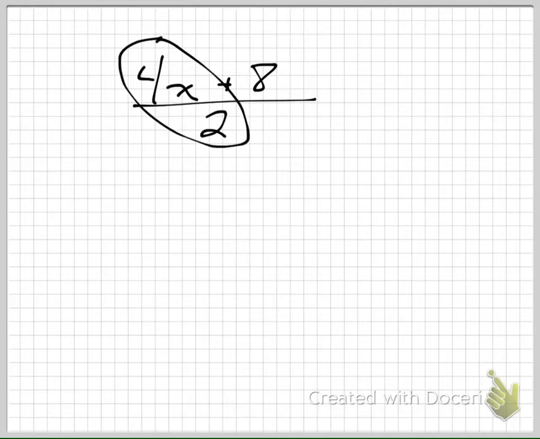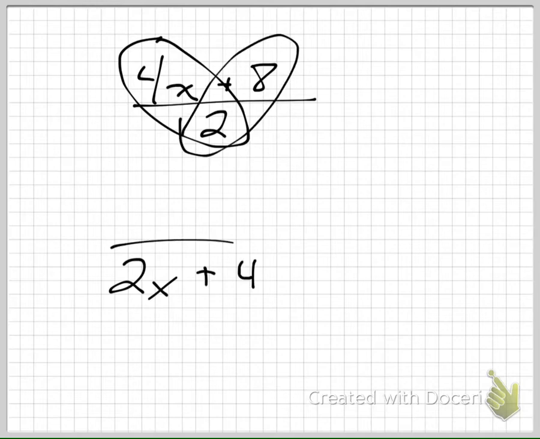4x divided by 2? 8 divided by 2 is plus 4. Does that make sense? That's how you distribute with division. Okay, so try another one.